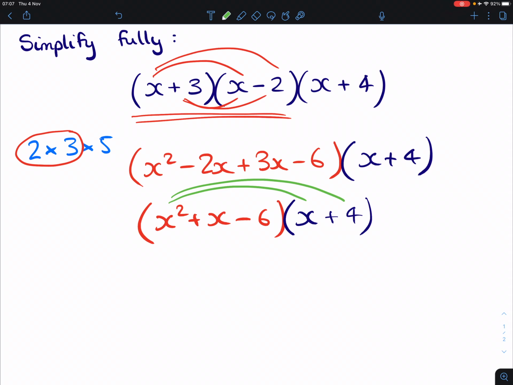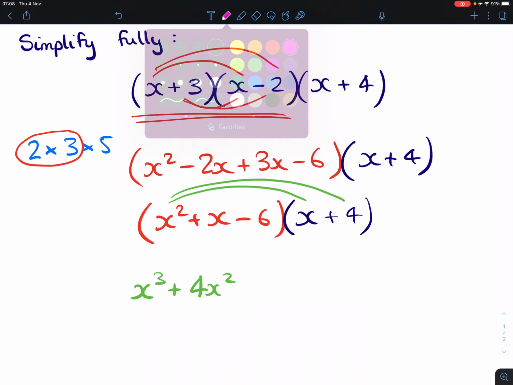You've got grid method, you've got setting up like area. I just like to do what I call sort of rainbows, colored rainbows. I'm going to multiply this x squared term with the two terms in the other bracket, x and 4, and I'm showing that in green just now. That will give us x cubed plus 4x squared.